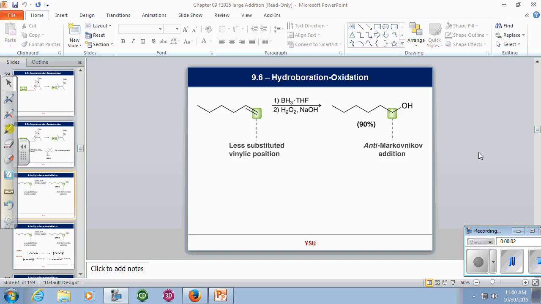A couple of slides and start looking at this hydroboration again so that we get organized. And that's the key here.